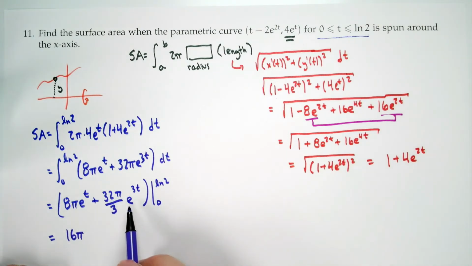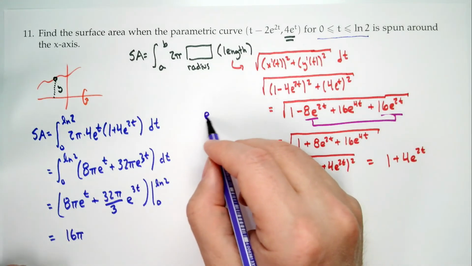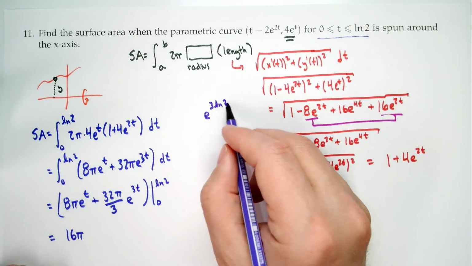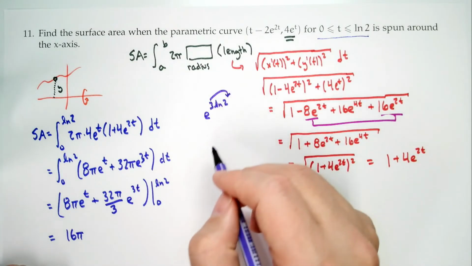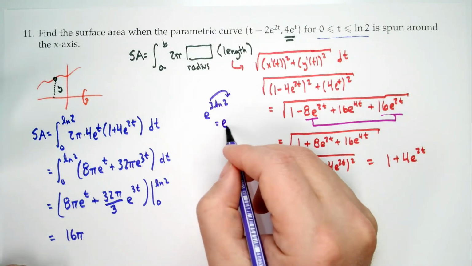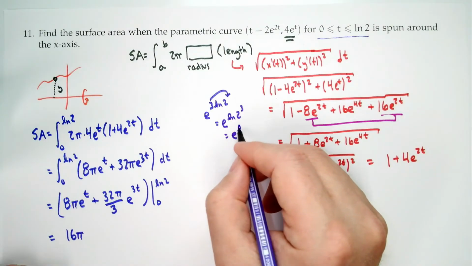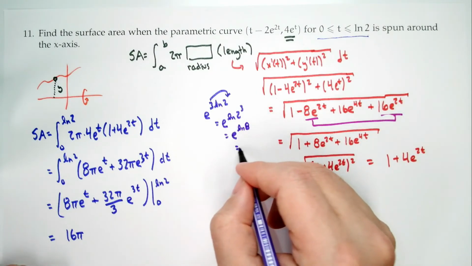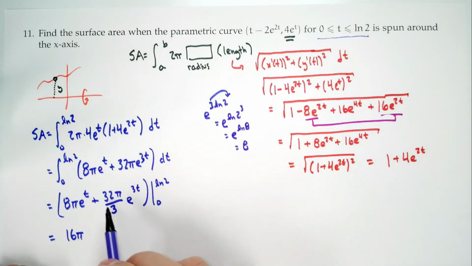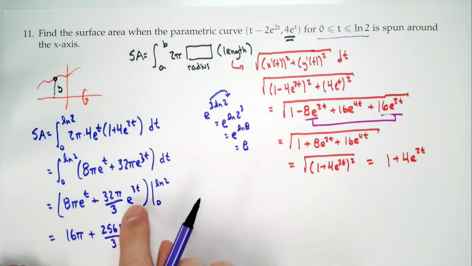Now, what about e to the 3 log 2? Well, little note here, you can move the 3 up into the exponent. That's really the same as e to the log 2 cubed, or e to the log 8, which is 8. 8 times 32, well, that's of course 256, right? Well, I think it is. Well, I'm convinced. All right, so 8 times 32, 256, pi over 3.